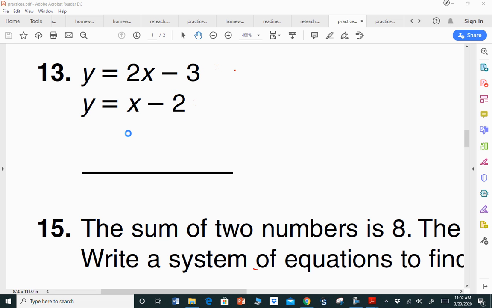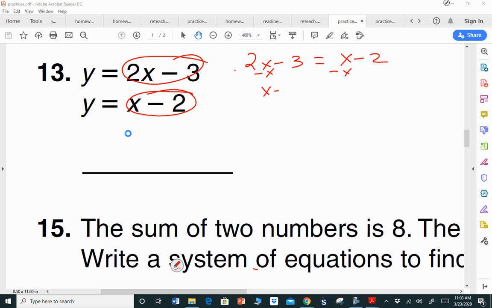The new equation is 2x minus 3, which is this, equals x minus 2, which is this. And so by doing that, we got rid of the y's and we can solve this new equation. We're going to subtract x from both sides, giving us x minus 3 equals negative 2. Add 3 to both sides, gives us x equals 1.